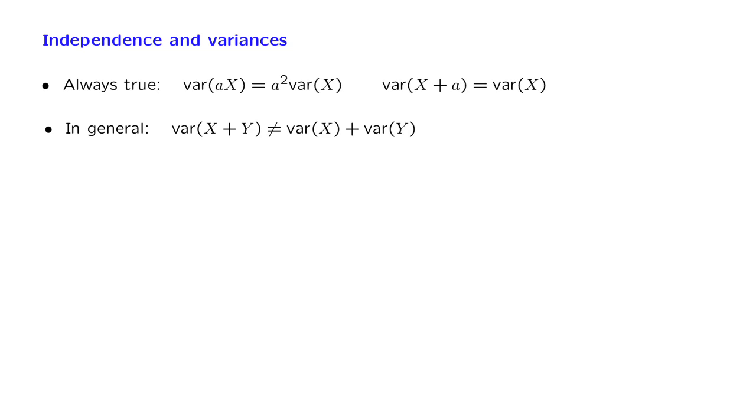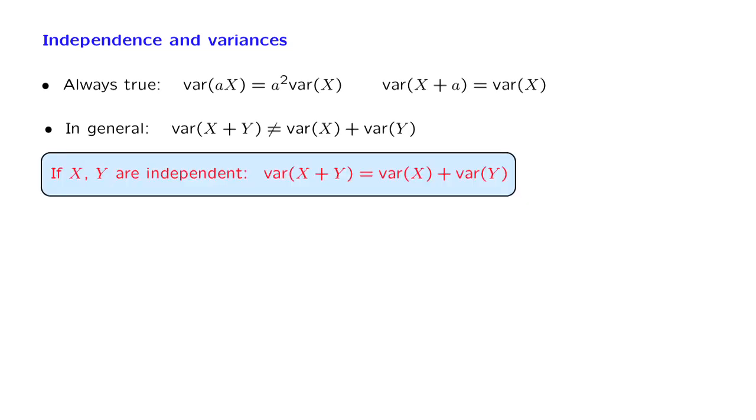On the other hand, when X and Y are independent, the variance of the sum is equal to the sum of the variances. And this is a very useful fact. Let us go through the derivation of this property, but to keep things simple, let us assume, just for the sake of the derivation, that the two random variables have zero mean.